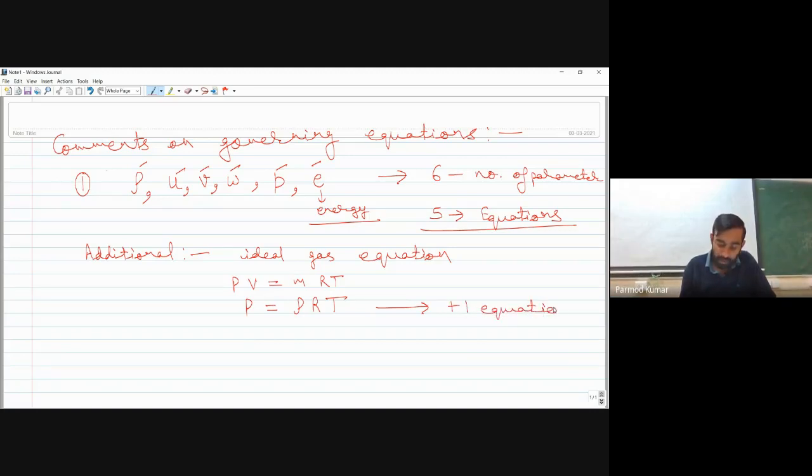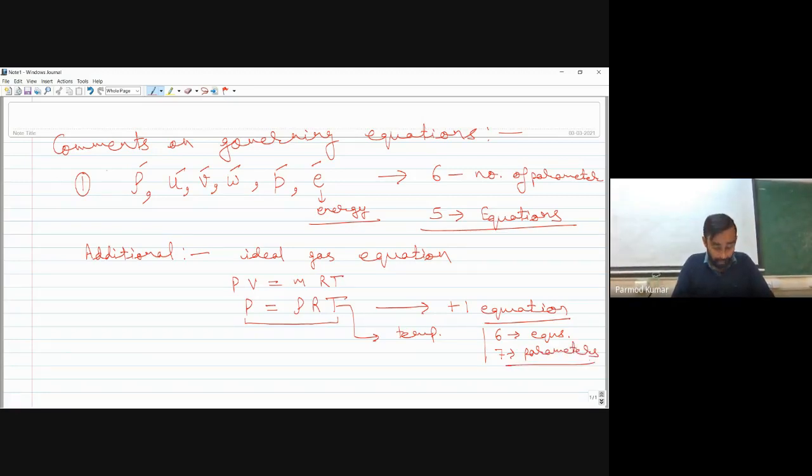But while we have taken the ideal gas equation, we have also got one more new parameter. Which one is that? I have written P equal to rho RT, and this T, temperature, is one more parameter. So now we have 6 equations, including the ideal gas equation, but in terms of parameters we have 7, because temperature is also an additional parameter.